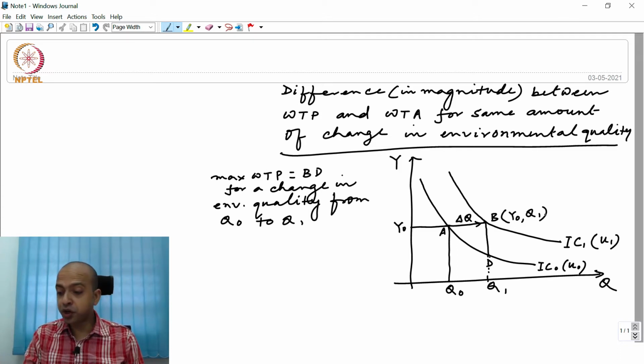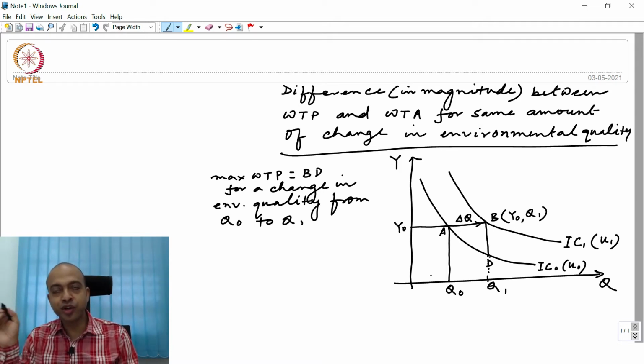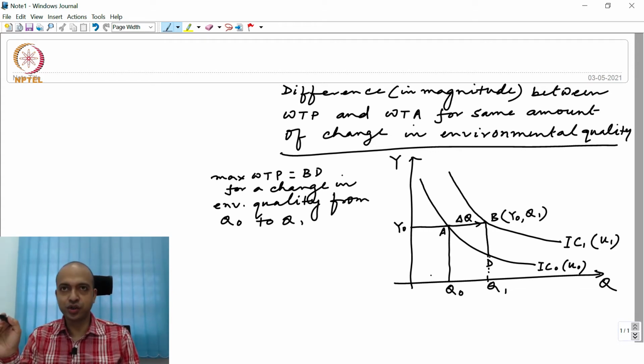a reduction in environmental quality from Q0 to Q1. So that means there is a degradation in environmental quality from Q1 to Q0. Obviously, when there is a reduction or degradation in environmental quality, we will ask the individual what is the maximum compensation you would like to accept for this type of environmental degradation. So then we will ask to determine the maximum willingness to accept.